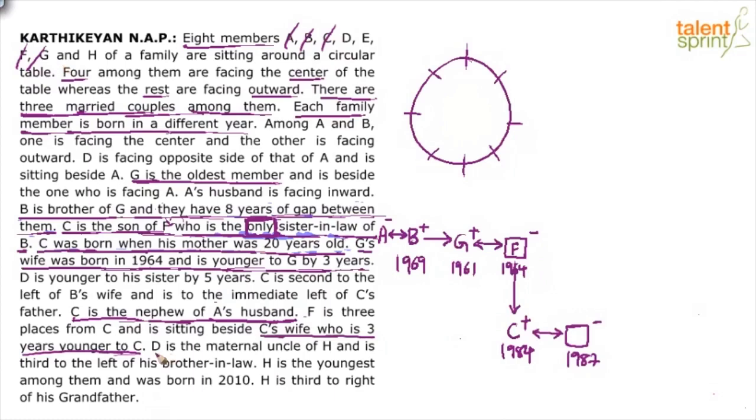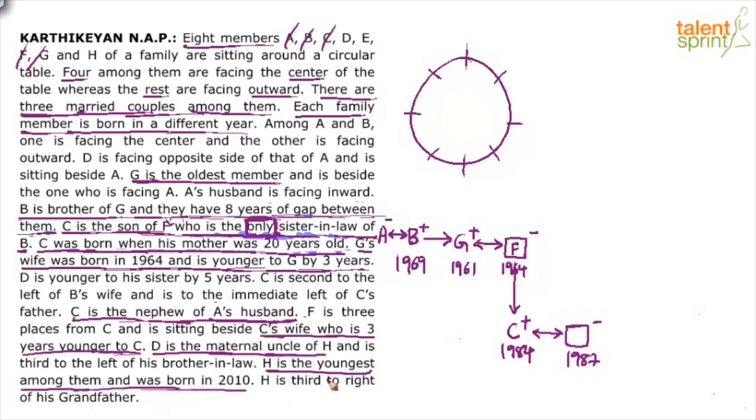Try to get this relationship. D is the maternal uncle of H. And H is the youngest among them and was born in 2010. So try to connect these 2 points. D is the maternal uncle of H. The other point is H is the youngest among them and was born in 2010.